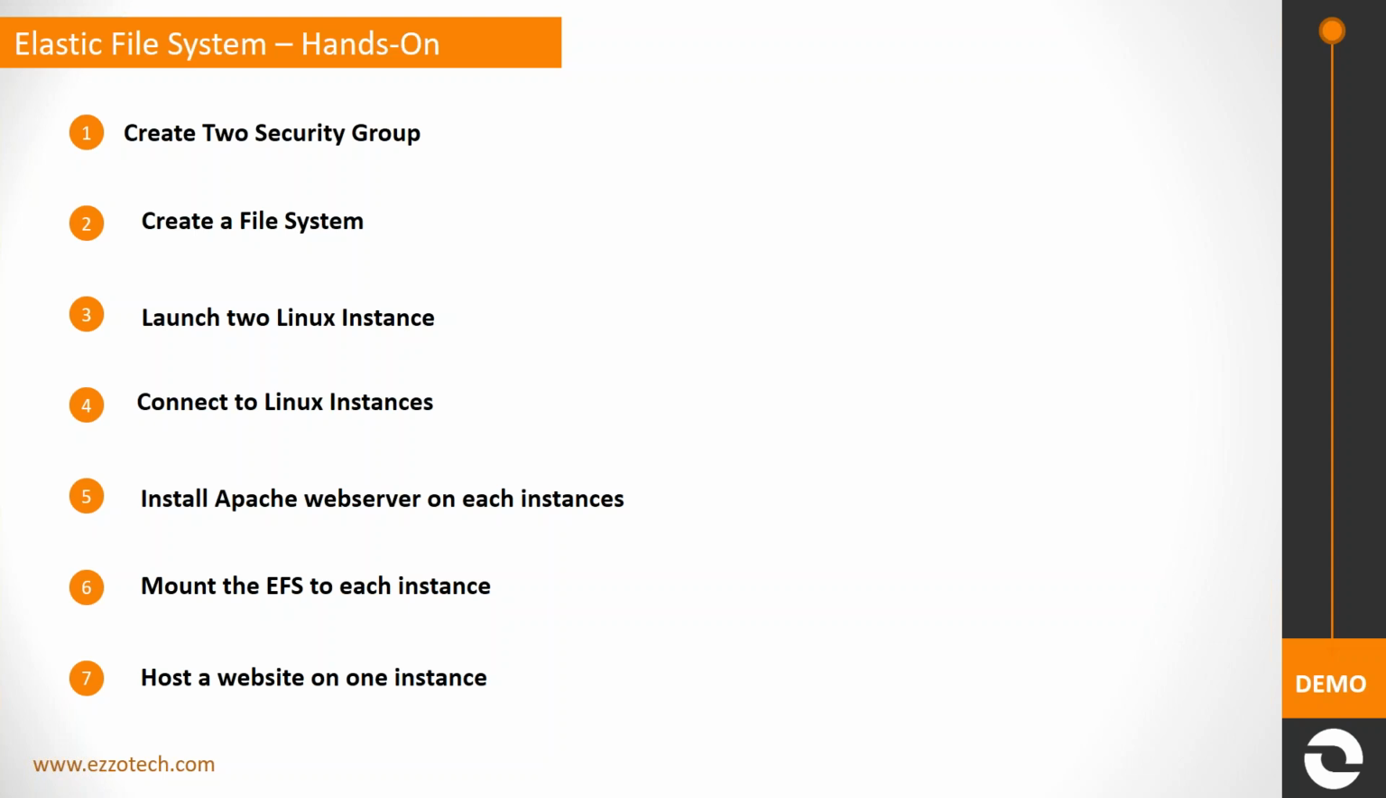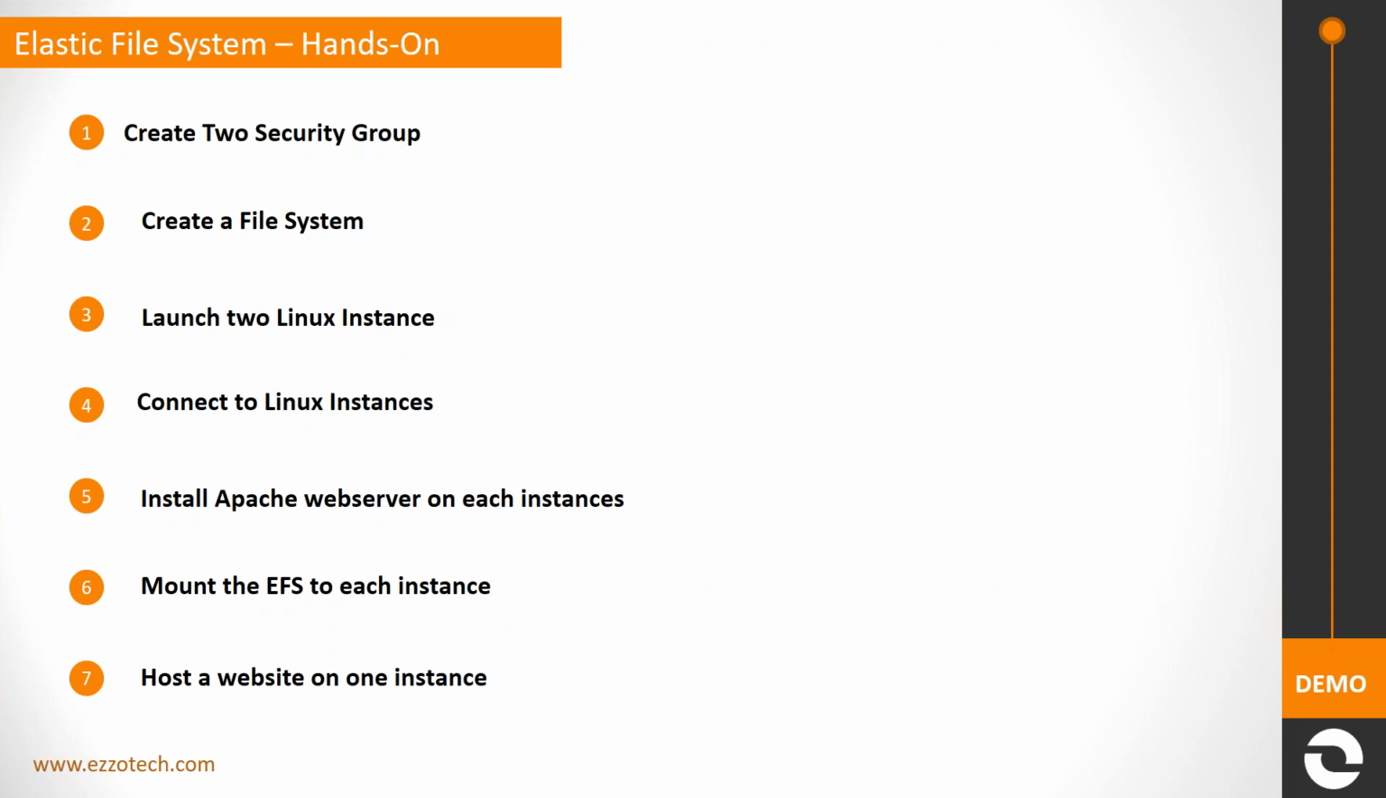After creating the security group, we will create one elastic file system, and it will take 2 to 3 minutes to come up. In the meanwhile, we will be creating two Linux instances and connecting to these instances individually. After connecting to these Linux instances, we will be installing the Apache web server on each instance, and by that time our elastic file system will be up and running. Then we will mount our elastic file system on each instance.